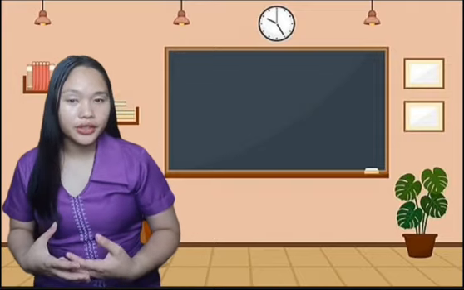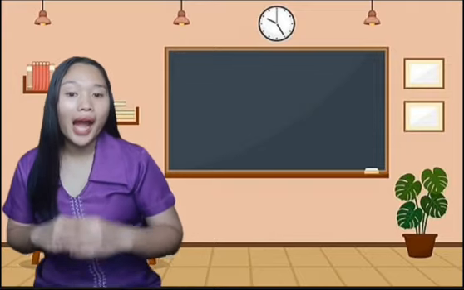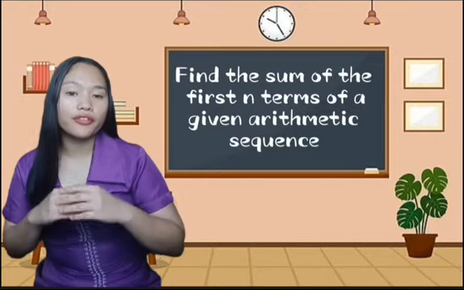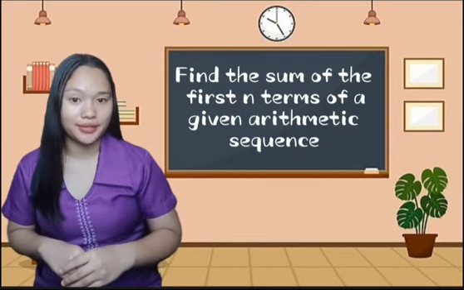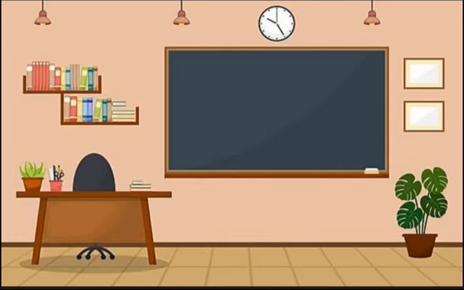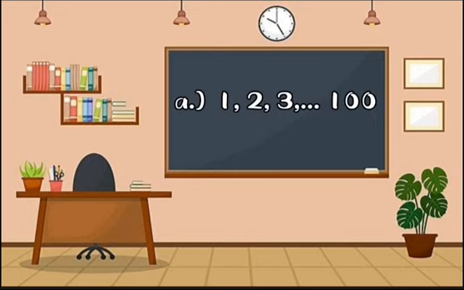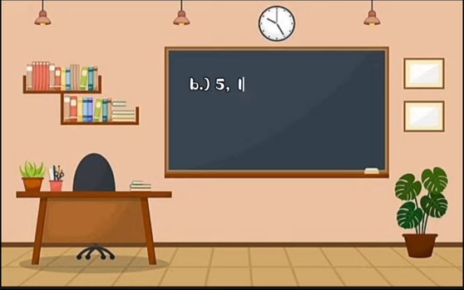In this lesson, we will discuss how to find the sum of the first n terms of a given arithmetic sequence. For example, how do we compute the sum of all the terms of each of the following sequences? First, we have 1, 2, 3, up to 100. Second, we have 5, 10, 15, 20, up to 50.